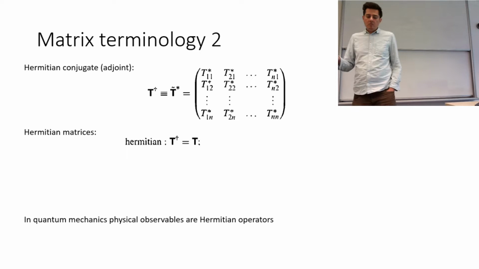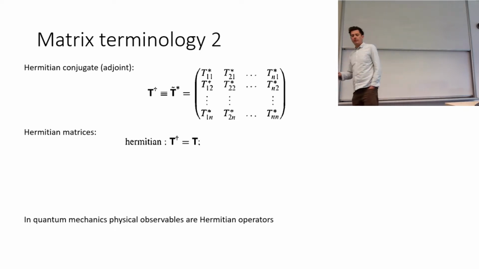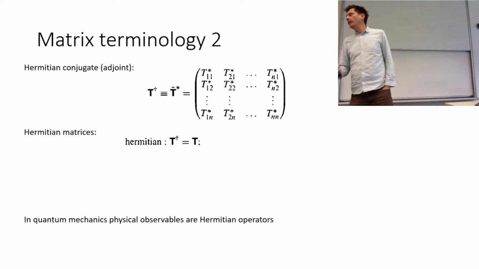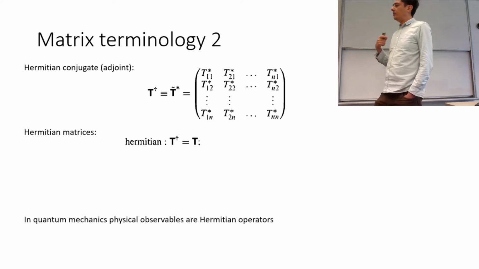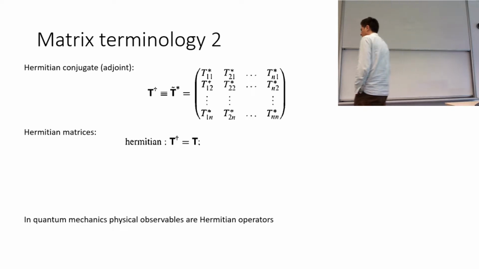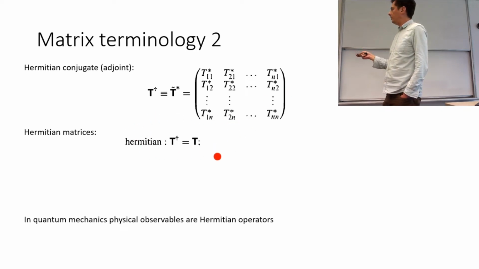You wouldn't really think of this as something that would be very important, but actually it's very important in quantum mechanics. In fact, it's one of the most important things that you need to think about when you're constructing observables, things like that. We will be dealing mainly with so-called Hermitian matrices. A Hermitian matrix means that T dagger, that's the Hermitian conjugate, is equal to itself.